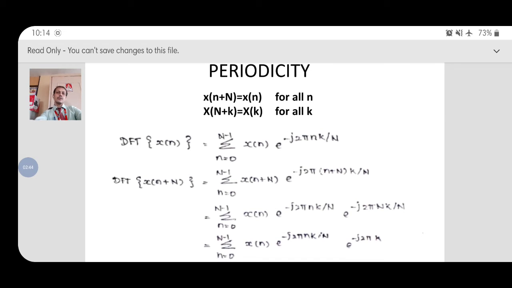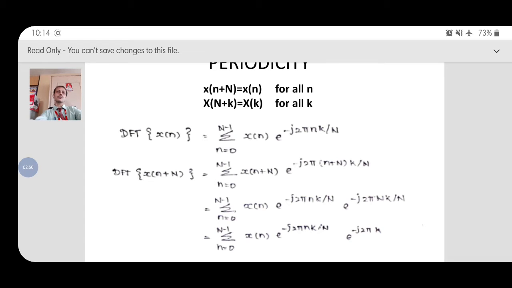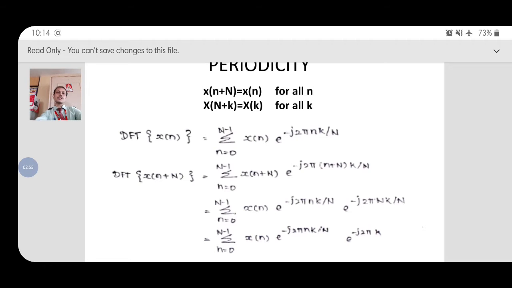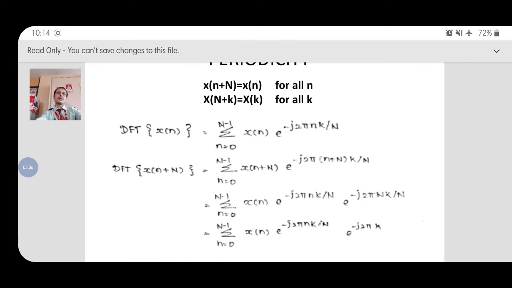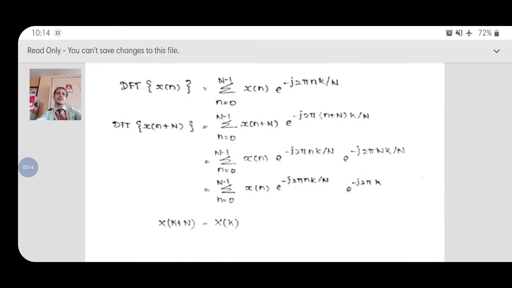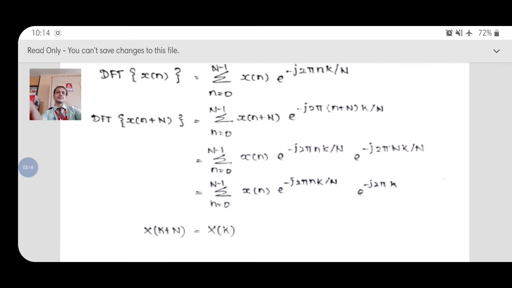So we know the DFT of x of n. Now we are going to see the proof of the periodicity property. First we write the formula for the DFT of x of n: summation n equal to 0 to N minus 1 x of n e power minus j 2 pi kn by capital N. Now we are going to find the DFT of x of n plus capital N, which is summation n equal to 0 to N minus 1 x of n plus N e power minus j 2 pi.